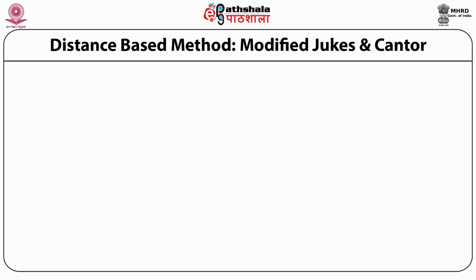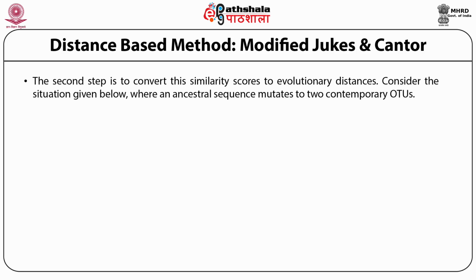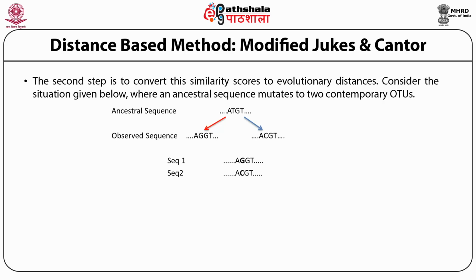So earlier what we did was we created a similarity matrix for a given multiple sequence alignment. The second step is to convert these similarity scores to corresponding evolutionary distances. Consider a situation given below, when an ancestral sequence mutates into two contemporary OTUs. So the ancestral sequence A, T, G, T mutates to A, G, G, T, which is observed. Similarly, A, C, G, T. So in the second position, T mutates to G in one case and mutates to C in the other case.